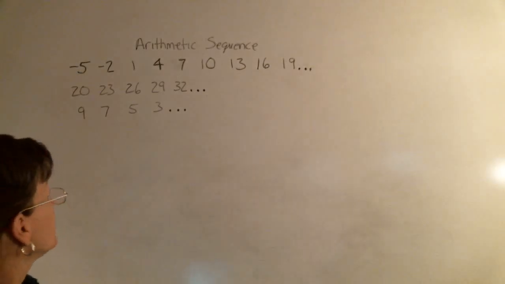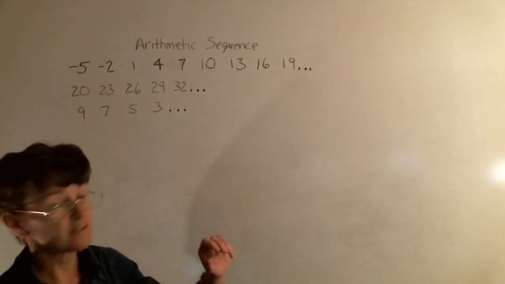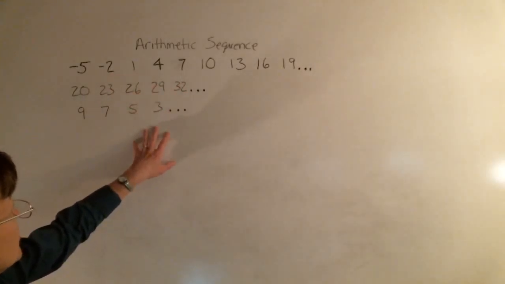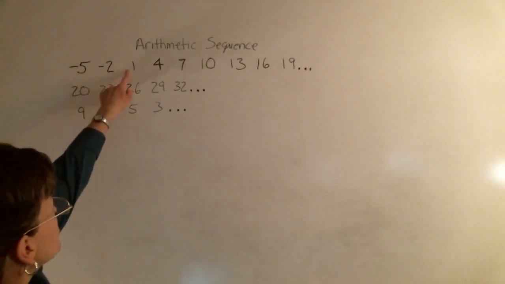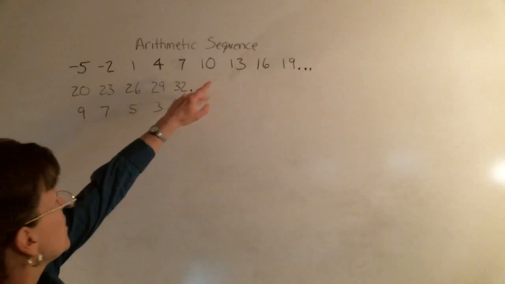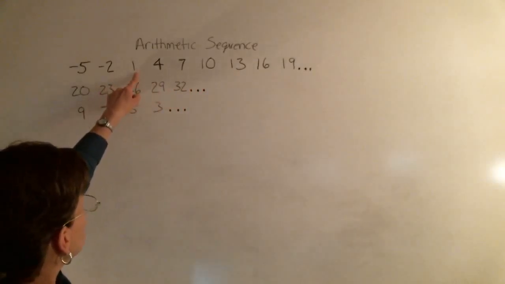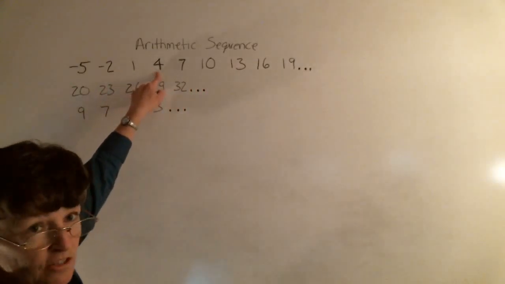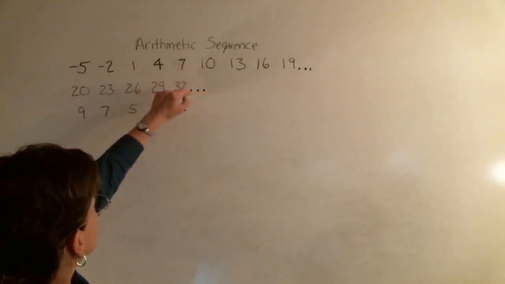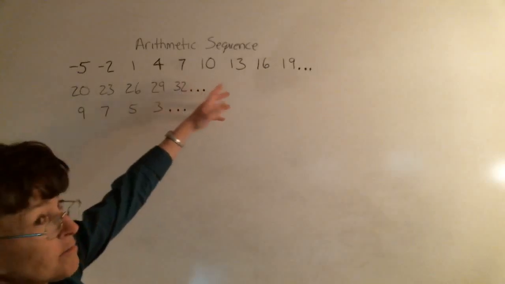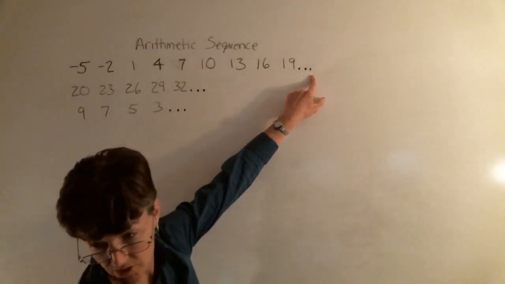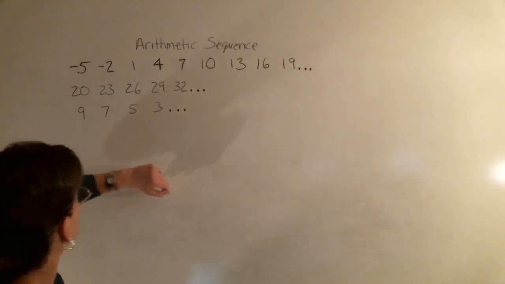All right, we're going to talk about an arithmetic sequence. I've got 3 arithmetic sequences up here. An arithmetic sequence, if you'll notice in this first sequence, it's just a sequence of numbers that has a particular kind of pattern. To get from one number to the next, I'm adding 3 each time. And so in this sequence, the next number would be gotten by adding 3, so 19 plus 3 is 22. That would be the next number in that particular sequence.